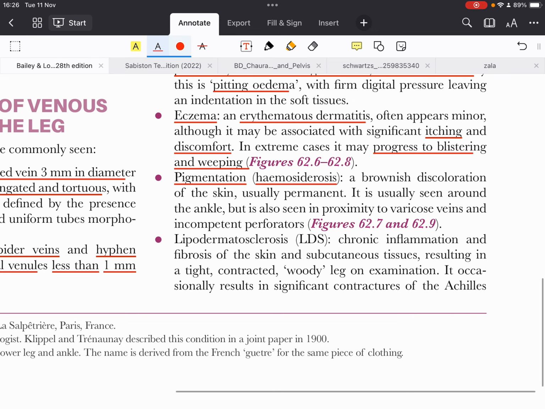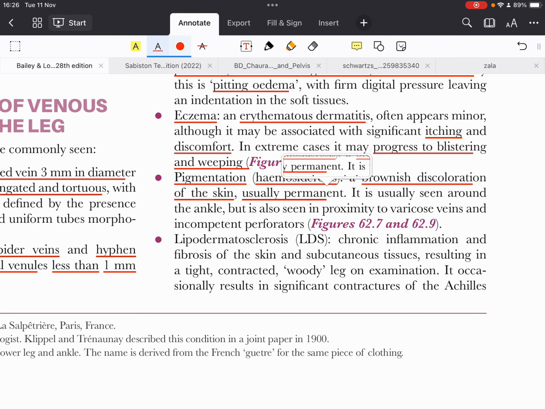Pigmentation, hemosiderosis: a brownish discoloration of the skin, usually permanent. It is usually seen around the ankle, but is also seen in proximity to varicose veins and incompetent perforators.